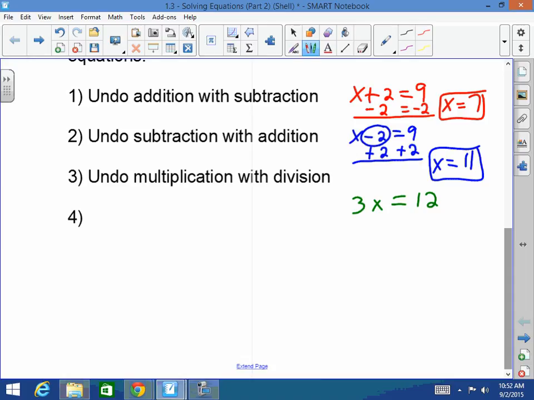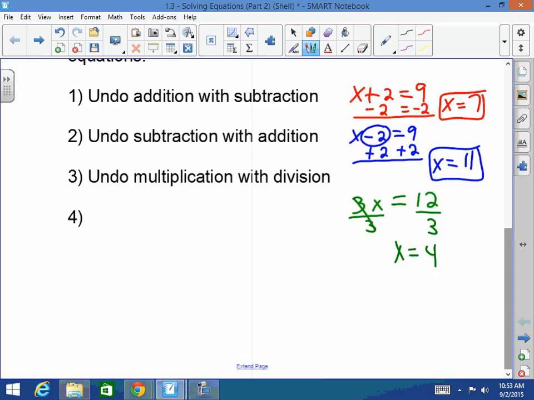plus or minus signs in between the 3 and the x, that means that the 3 and the x are being multiplied. And I undo multiplication with division. So I'm literally going to divide both sides by 3. And x would equal 4.